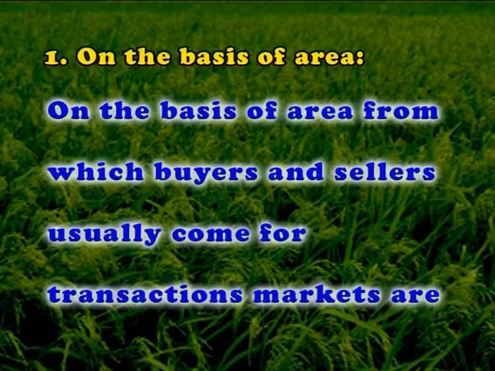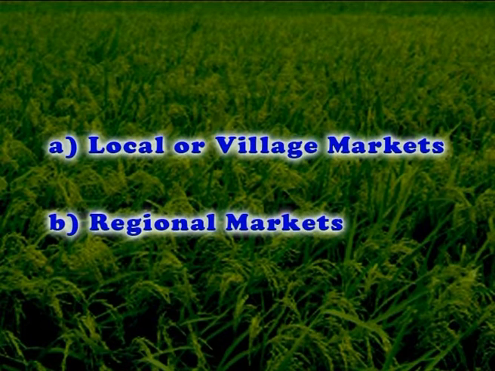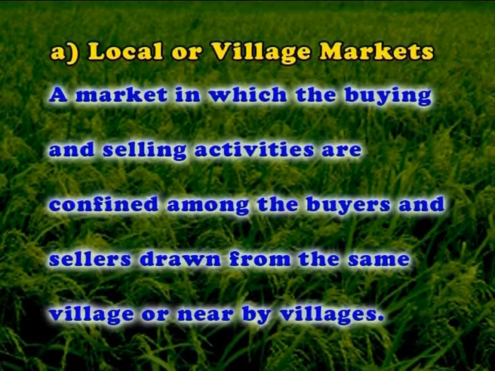Coming to classification of markets. Markets may be classified on the basis of dimensions like area, time, commodities, volume and competition. First one, on the basis of area from which buyers and sellers usually come for transaction, markets are local or village markets and regional markets. A local market is one in which the buying and selling activities are confined among the buyers and sellers drawn from the same village or nearby villages. The village market exists mostly for perishable commodities.